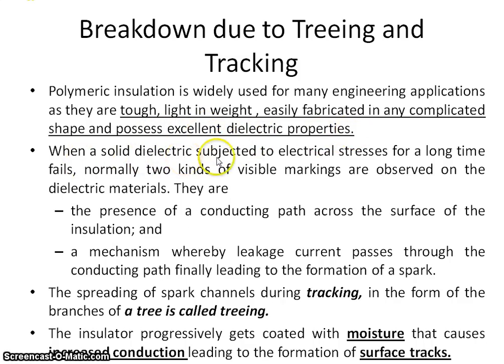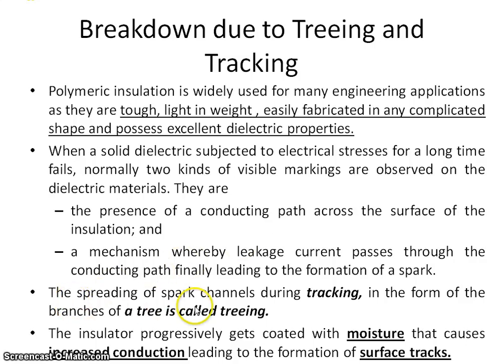When a solid dielectric is subjected to electric stress for a long time and fails, normally two visible markings are observed on the dielectric material. The first is the presence of a conducting path across the surface of the insulation, and the second is that the leakage current passing through the conducting path finally leads to the formation of a spark. These are the two visible markings we observe after a long operation of the insulating material.